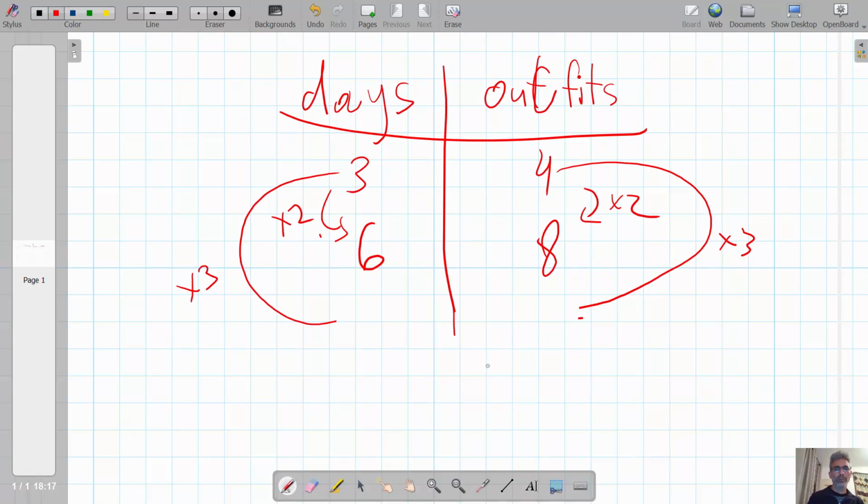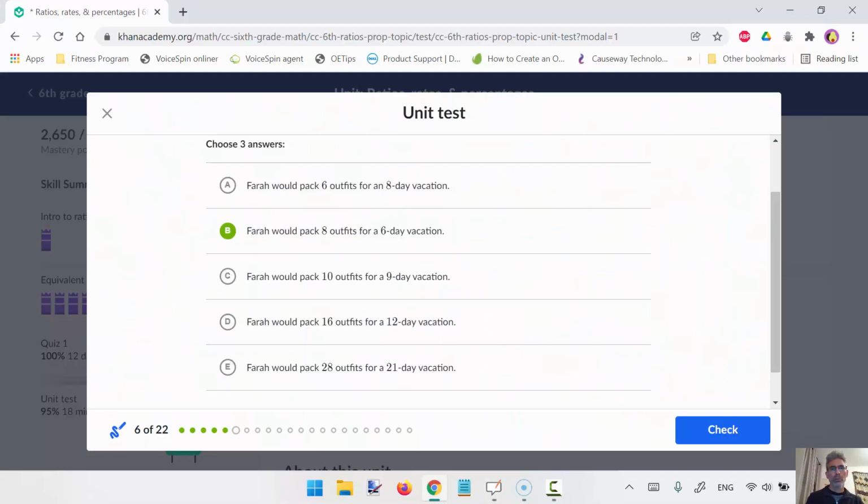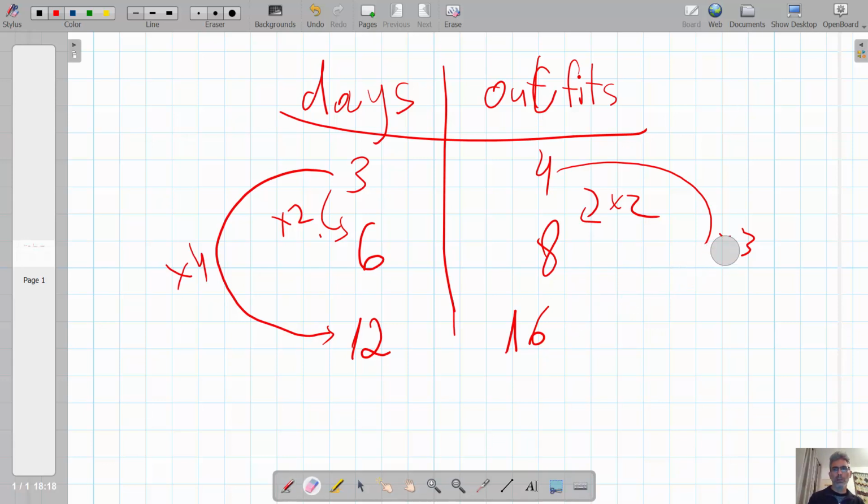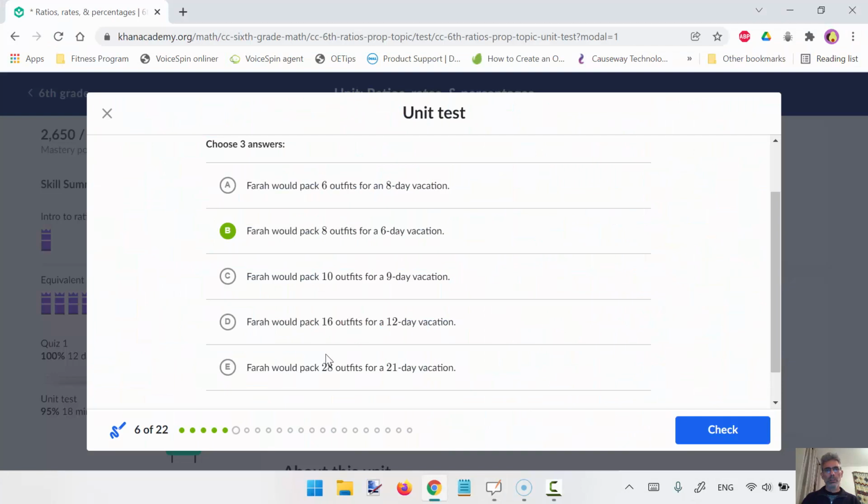16 outfits for a 12-day vacation. Okay. So to go from 3 to 12, we multiply by 4. And to go from 4 to 16, we multiply by 4. So this is good. 12 to 16 is also good.